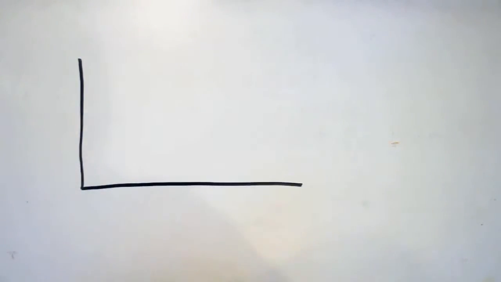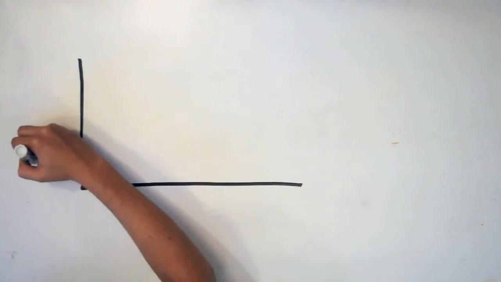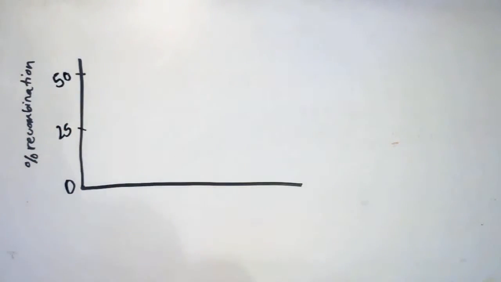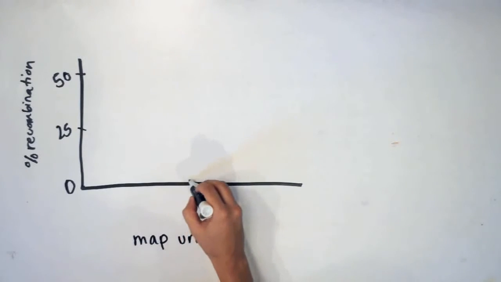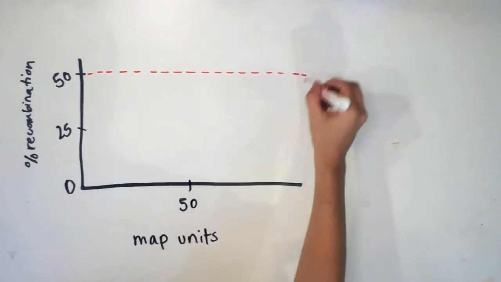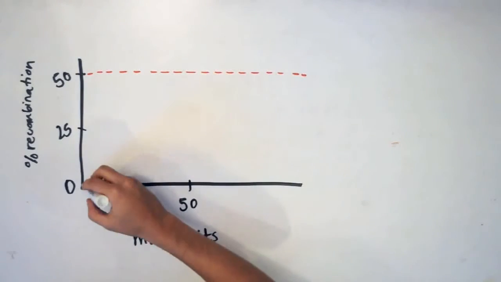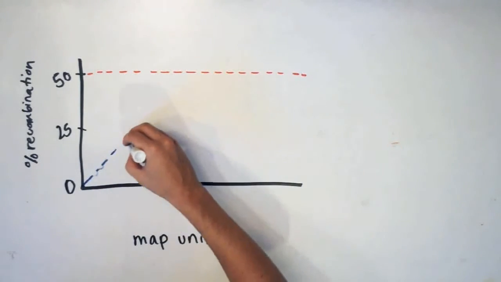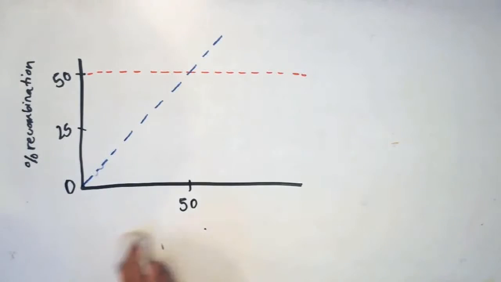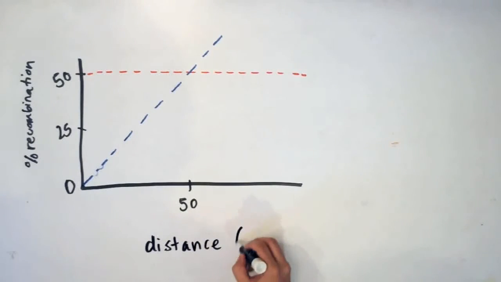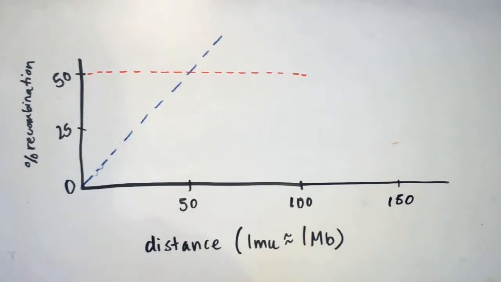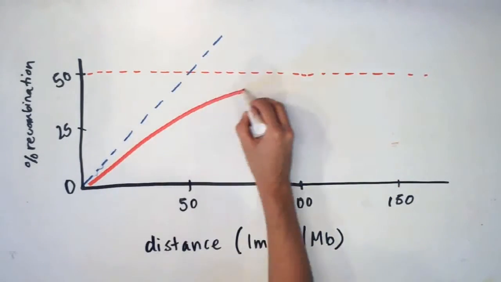In fact, if you look at thousands of pairs of genes, you can graph map units relative to recombination frequency. As we showed previously, this upper limit is 50%. If the relationship between recombination frequency and mapped units was linear, then we would expect something like this dotted line. But that's not what happens. To illustrate, I'm going to exchange map units for a physical distance where one map unit equals approximately 1 megabase. The resulting line looks more like this.